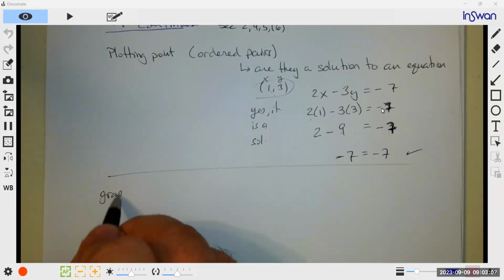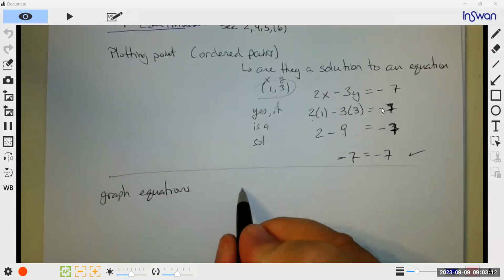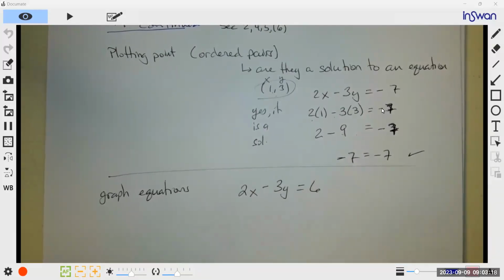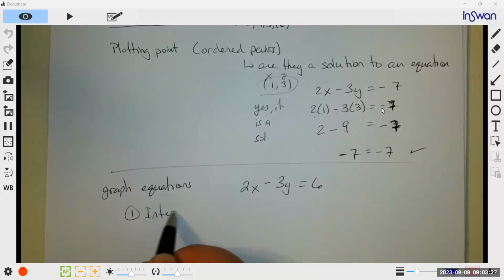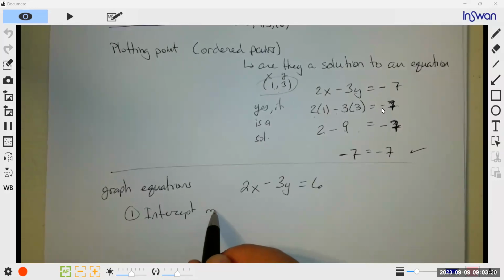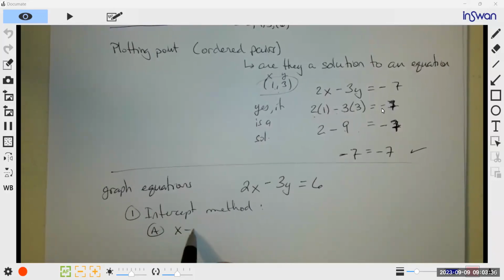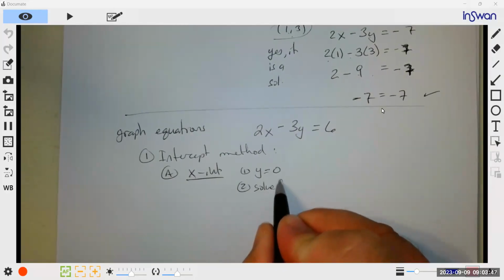We've learned how to graph equations. So this we had 2x minus 3y equals 6. We had 2 ways to graph them. One, we used the intercept method. The x-intercept, the first thing we did, since we're looking for the x number, we get rid of the y, set it equals 0. And then solve for x.